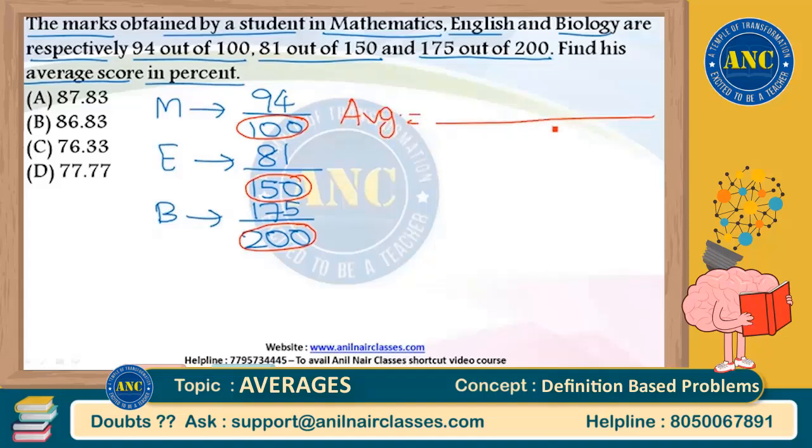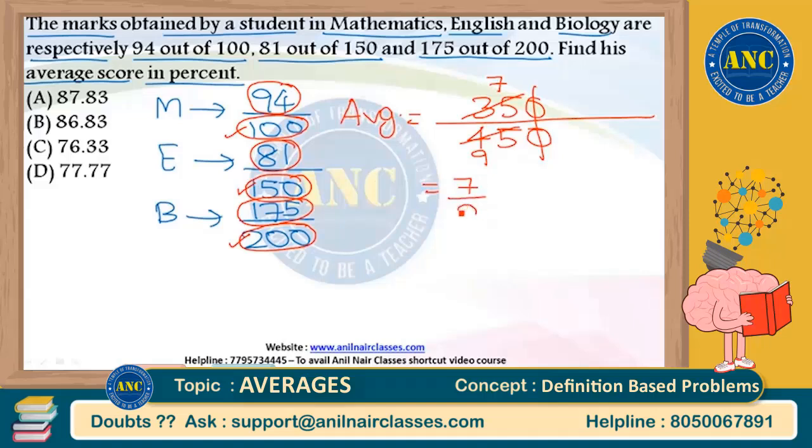Average is sum of the quantities by number of quantities. The total is 100 plus 150 plus 200. It is nothing but equal to 500, right? Sorry. It is 350, 450. So, total is nothing but 450. Sum is 315 by 450. Dividing by 5, 7 by 9, since 5 into 7 is 35 and 5 into 9 is 45. Average is 7 by 9.